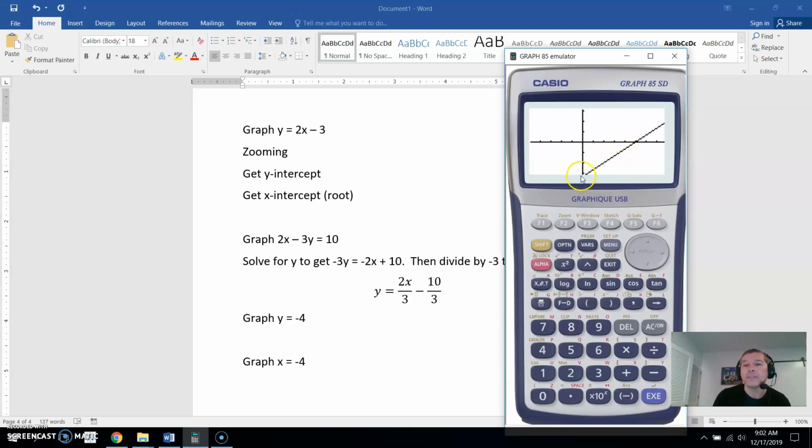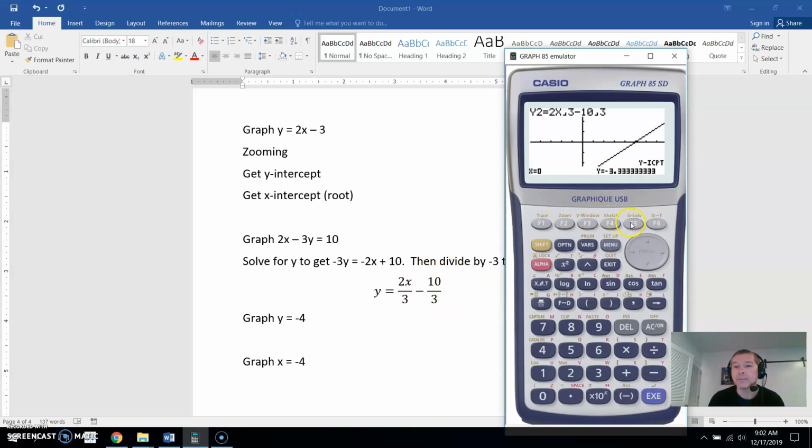And actually the y-intercept doesn't even have to be on the screen to get that. If I do gsolve y-intercept right here, that tells me what the coordinate is of the y-intercept. That's -3.333, which is really -10/3. Right there is the y-intercept.